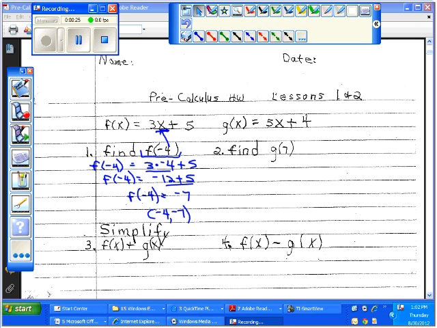Number 2, it says find g of 7. Now we're evaluating the g function. So that means to do what? Put the 7 in place of the x in the g function. So we want to evaluate the function g of x at x equals 7. And so we're going to find g of 7.